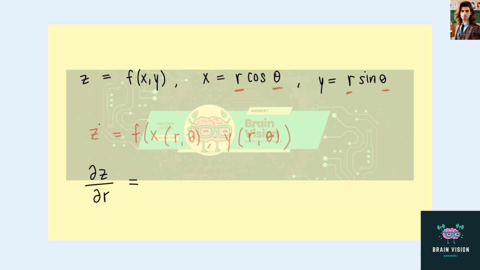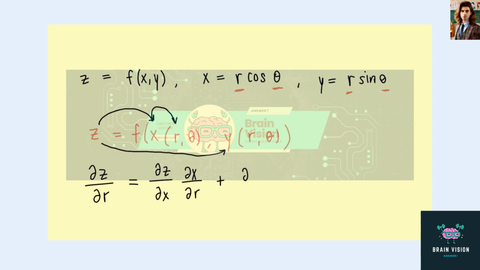First, we'll take the partial derivative of z with respect to x, and we'll multiply this by the partial derivative of x with respect to r. And then we'll add this to the partial derivative of z with respect to y, and we'll multiply this by the partial derivative of y with respect to r.